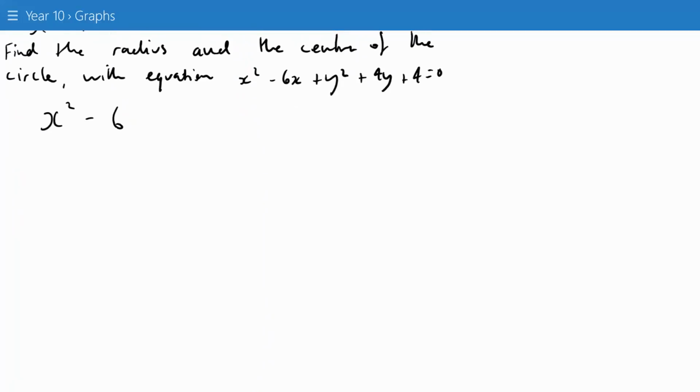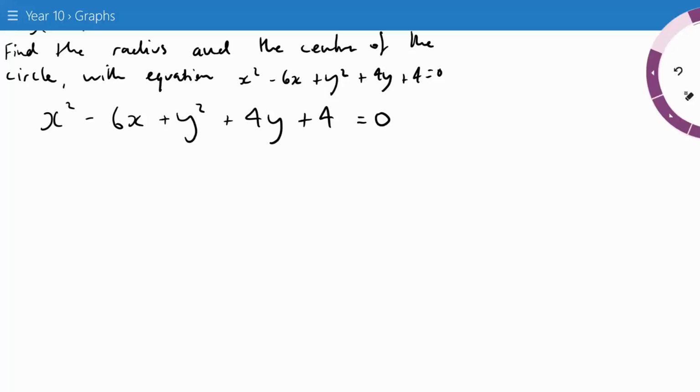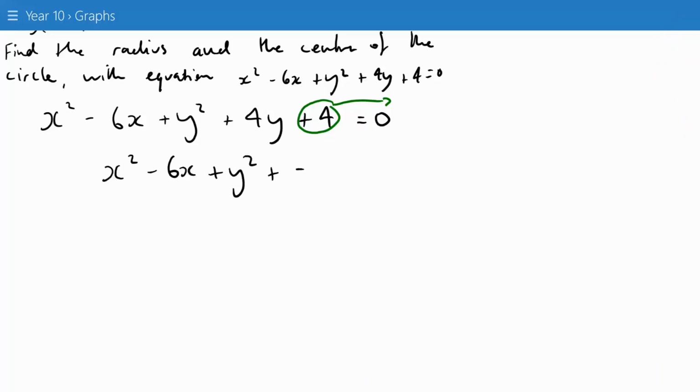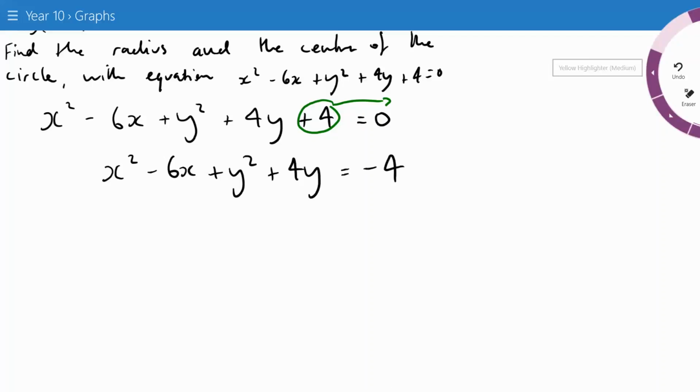Make sure you're writing it, you will need to spread it out, make it nice and neat. This process just uses a bit of mathematical manipulation, okay, and you'll see what I mean in a bit. Plus 4 equals 0. The first step, what I'm going to deal with is just this x squared minus 6x term, okay? But why don't we, first of all, let's take the number over to that side first. Get rid of it. So I've got x squared minus 6x plus y squared plus 4y equals, opposite of plus 4 is minus 4.